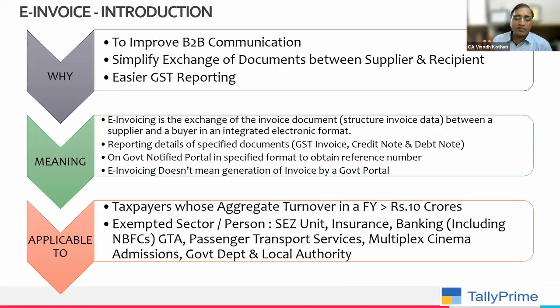GTA, that means the goods transport agency, the service provider of GTA, for him E-Invoice is not applicable. Passenger transport services, E-Invoice not applicable. Multiplex cinema like PVR, we go, we watch a movie. Admission, not applicable. Then government departments and local authorities, for these categories E-Invoice is not applicable.